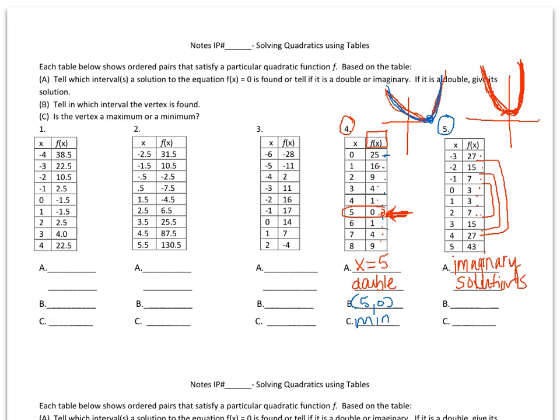Okay, so where's the vertex? Well, we said that the vertex is between when the f of x is at 3, so it's right in between here. That's where the vertex is going to be. So let's write that as a between statement. It's going to be when x is between 0 and 1. Okay, and then now we just need to answer, is it a maximum or a minimum? Well, you can see that right here, it's going to be a minimum point. Okay, so that's how we can use tables to solve quadratics.